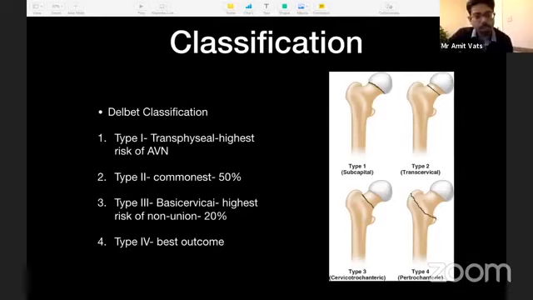Type 2 is the commonest type, which is transcervical. Type 3 is basicervical, which is associated with the highest risk of non-union. And type 4 is essentially intertrochanteric, with the best blood supply, and therefore the best outcome.